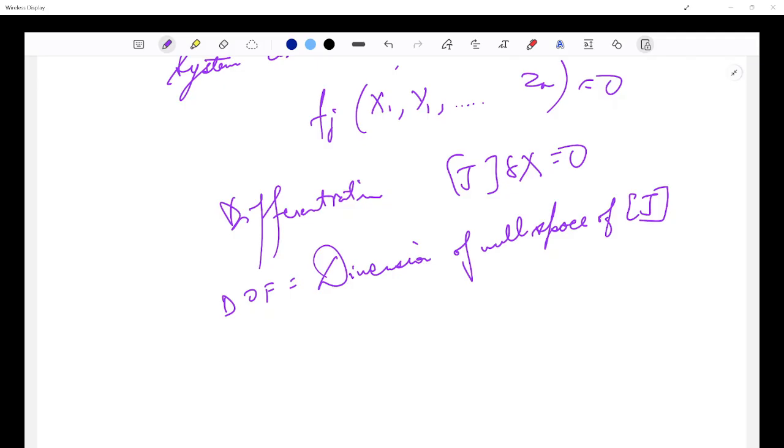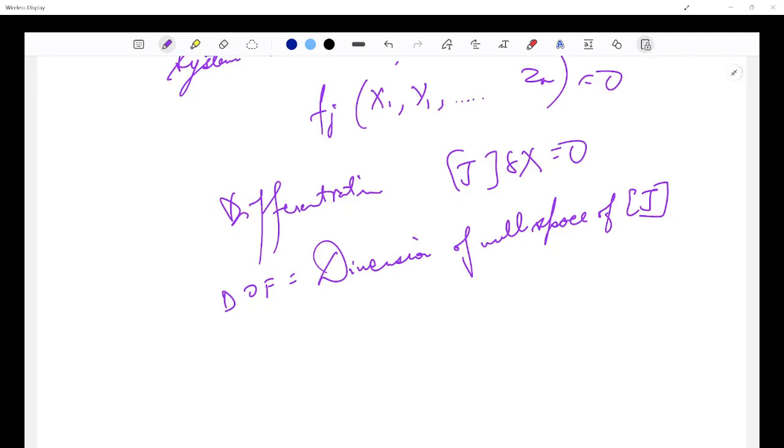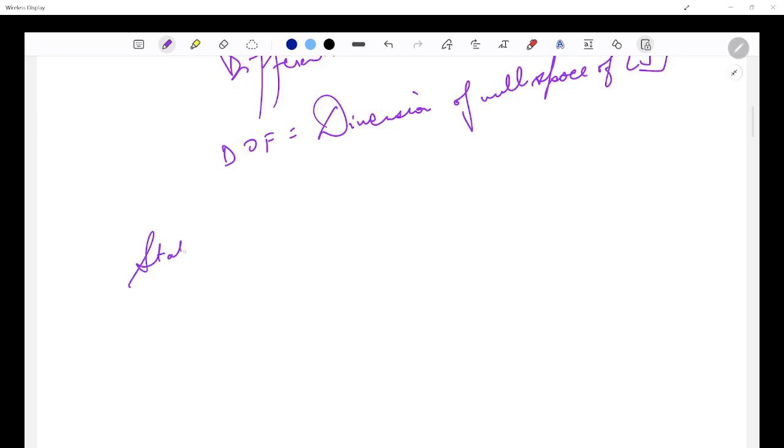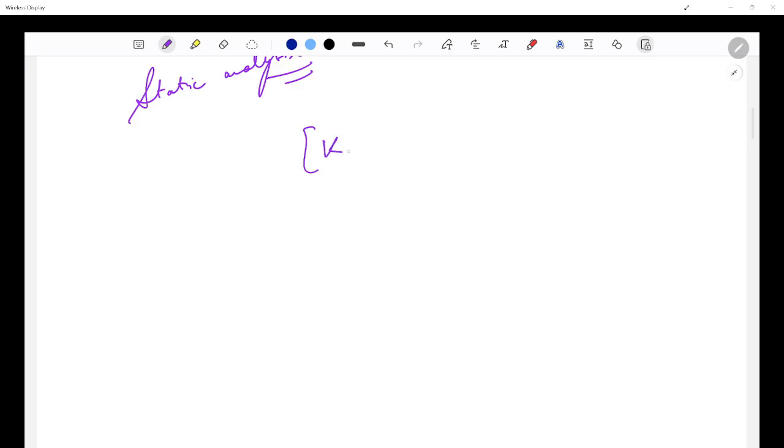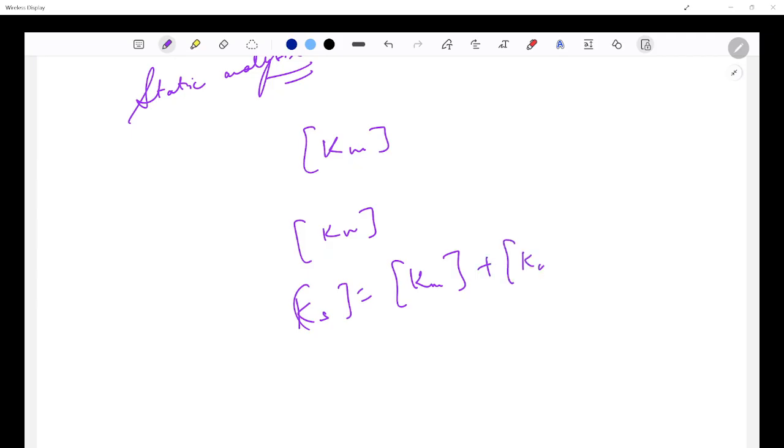Now, when we talk about static analysis, after deployment, the mechanism becomes structured, right? So we have axial stiffness, we have bending stiffness, and we have total stiffness. Axial stiffness can be denoted by Km, bending stiffness by Kn, and total stiffness is basically the sum of Km and Kn. Okay. And how do we define this?